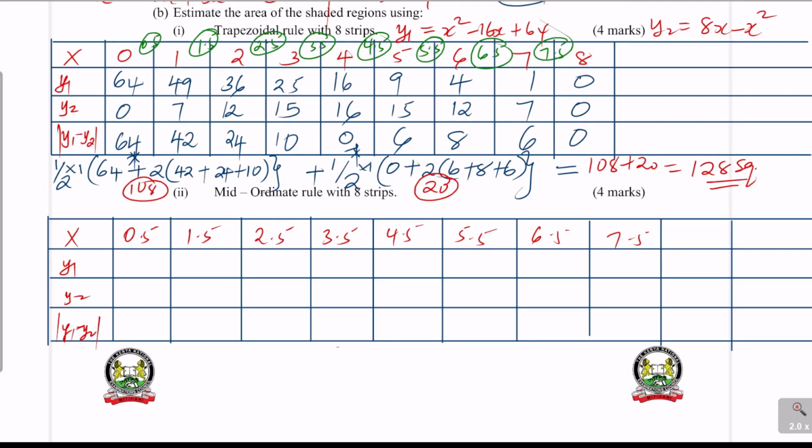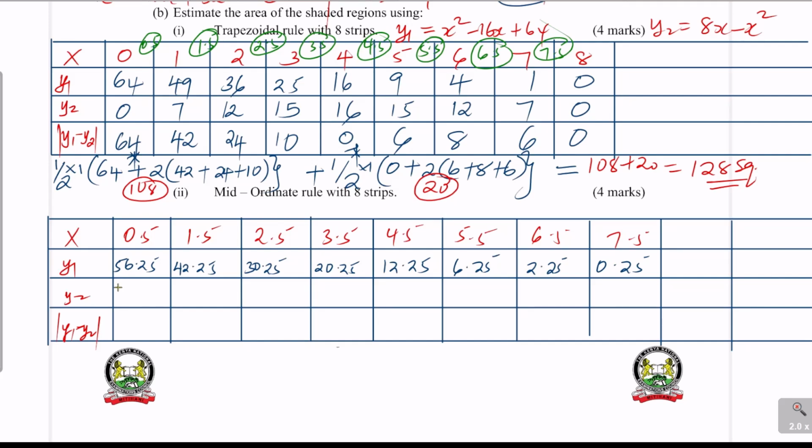So again, use your calculator. The function y1 is x squared minus 16x plus 64. Just substitute the values of x, and y2 is equal to 8x minus x squared. Just substitute the values using that function and fill. So this is what you get: 56.25, 42.25, 30.25, 20.25, 12.25, 6.25, 2.25, then 0.25. Then for y2, we substitute in the function y equals 8x minus x squared.